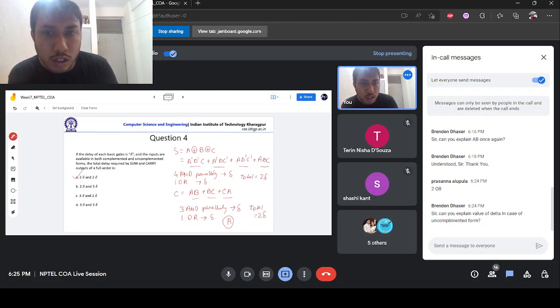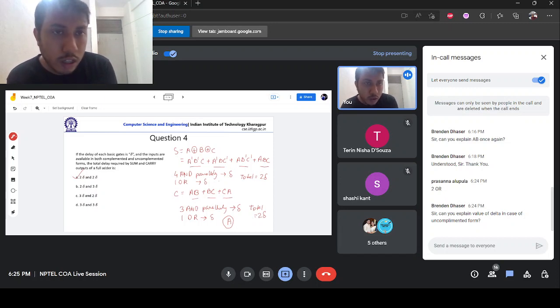So it won't require another delay. The delay is only for the basic gates, AND and OR. For the others it is not required. So you will require only delta plus delta, that is for AND and OR.